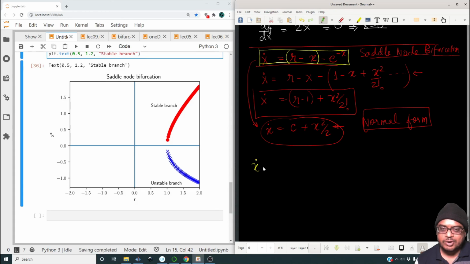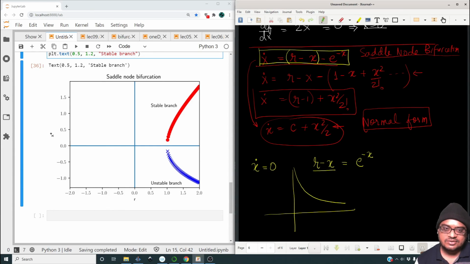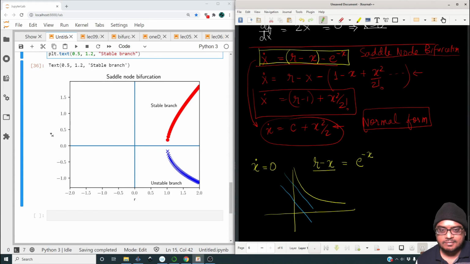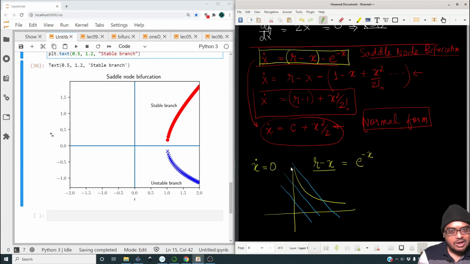So, at the fixed point, x dot will be equal to 0. What that means is r minus x will be equal to e to the power minus x. The curve for e to the power minus x looks something like this, and r minus x is a straight line. Depending on what the value of r is, we will have a family of straight lines which will look something like this. So now all we have to do is probe whether or not r minus x cuts e to the power minus x at one point, at no points, at 2 points, and so on.